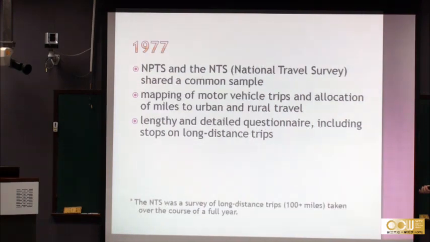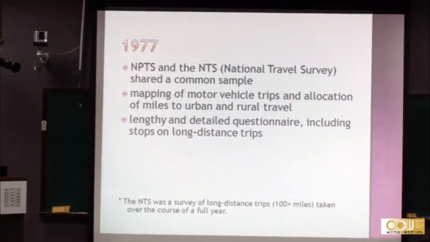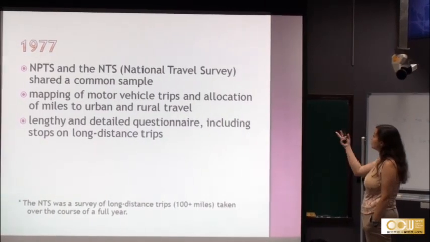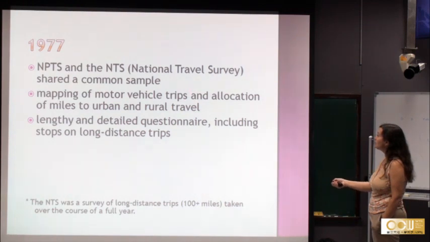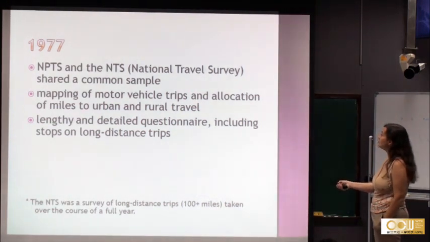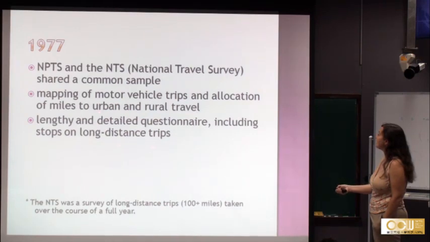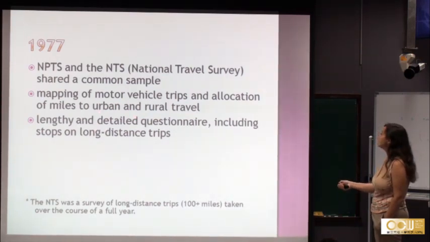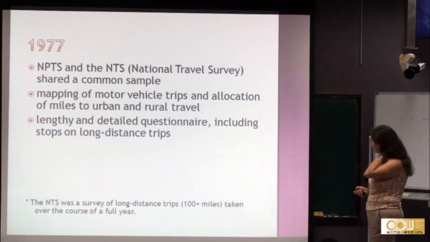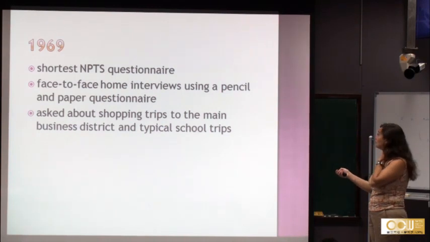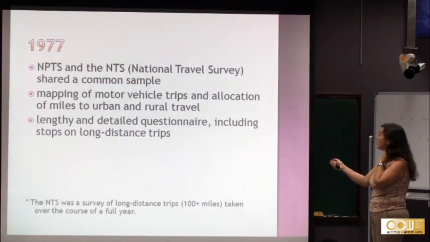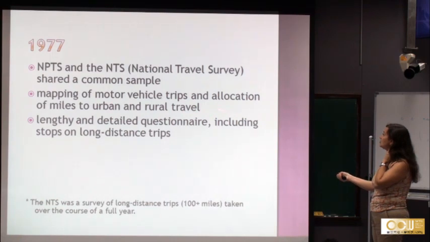Now, this is not enough anymore, and so after that, they switched to the National Travel Survey. They started to collect information about motor vehicles and the allocation of miles to urban and rural travel. And they had a lengthy and detailed questionnaire, including stops and long distance trips. So you see the way this has evolved from just shopping trips and commute trips to having something on vehicle trips, location of urban and rural travel, stops and long distance trips.